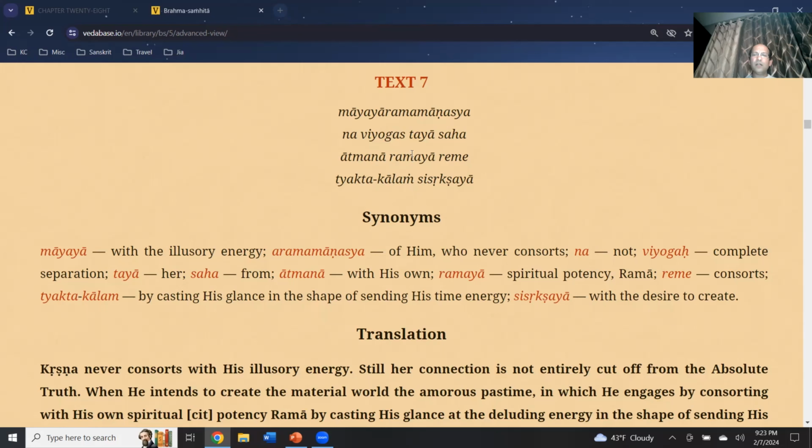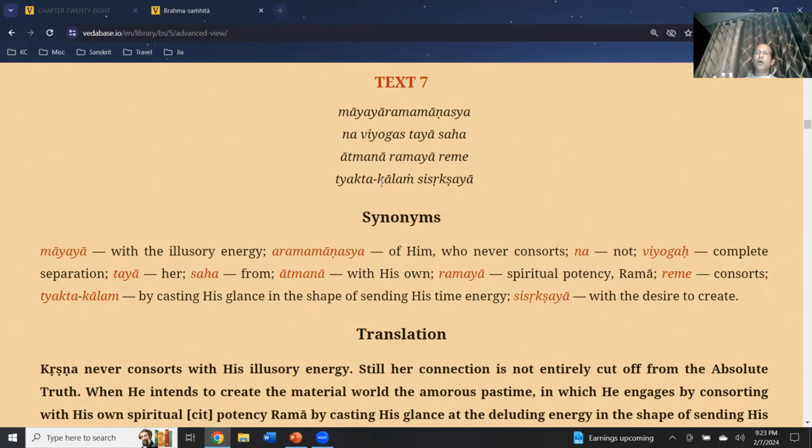So māyayāramamāṇasya, even though he is never in concert with Maya, Kṛṣṇa, na viyogas tayā saha, he is also not completely separate from Maya. Then how does he control? ātmanā ramayā reme. He controls the Maya, the deluding energy, Prakriti, through his spiritual energy, indirectly. Tyakta-kālaṁ. How? By means of time.